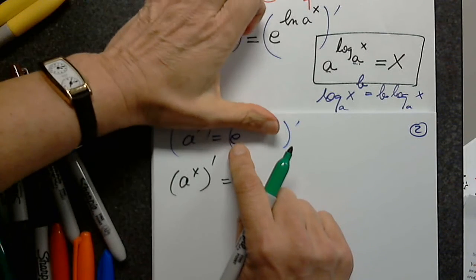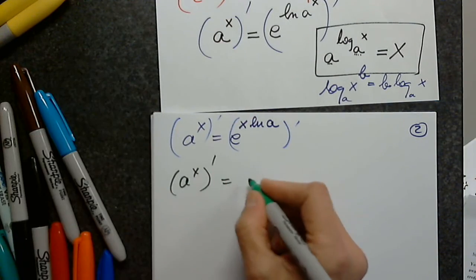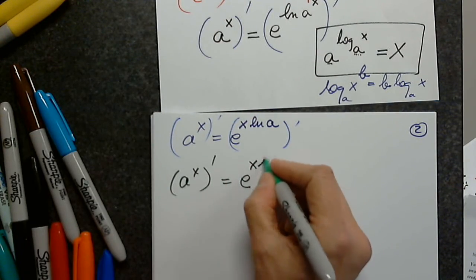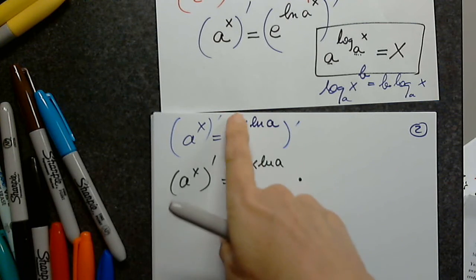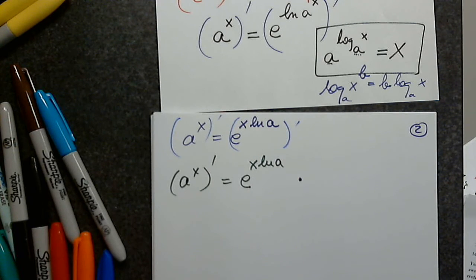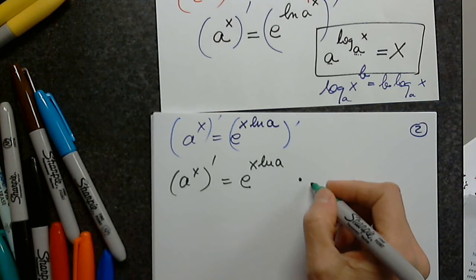So this is e to a function. When I differentiate e to a function, I have e to that function multiplied by the inner function prime. Natural log a is a constant, right? So when I differentiate this linear function, a constant times x, what do I get?